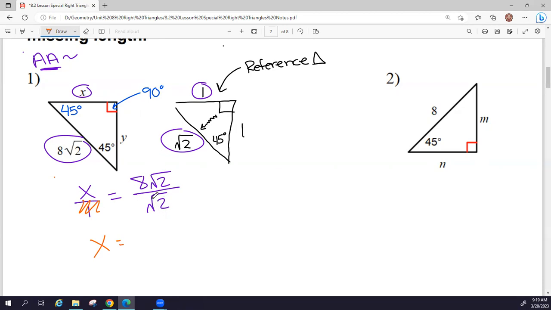We've talked in the warm-up about multiplying square roots and dividing square roots. I can divide square root of 2 by square root of 2. Those cancel. And x is 8. That means this side is 8. In a 45, 45, 90 right triangle, both sides are the same length. So if x is 8, then y is also 8.